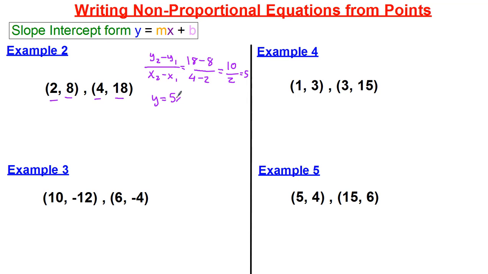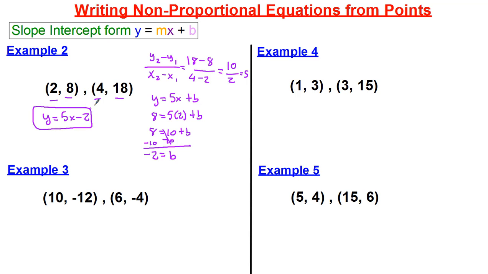Y equals 5x plus b. Now I'm just going to plug in my x value and my y value to solve for b. So we got 8 is equal to 5 times 2 plus b. We have 8 is equal to 10 plus b. Minus 10 and minus 10. We got negative 2 is equal to b. Alright? So now I have my equation. Y is equal to 5x minus 2.